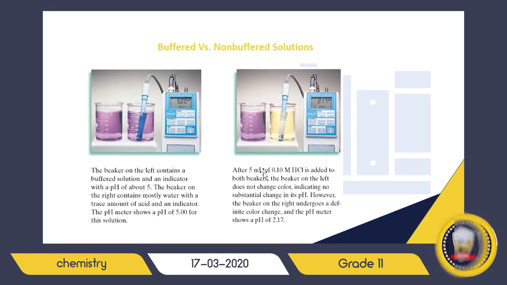So what will happen next, guys? Let us see. After 5 ml of 0.10 molarity hydrochloric acid is added to both beakers, the beaker on the left doesn't change color, as you can see here, indicating no substantial change in its pH. However, as we can see here, the beaker on the right undergoes a defined color change and the pH meter shows a pH of 2.17. So as we said, the beaker that contains the buffer solution resists the change in pH value, while the beaker that doesn't contain a buffer solution shows a change in the pH value. So it didn't resist the change in pH.